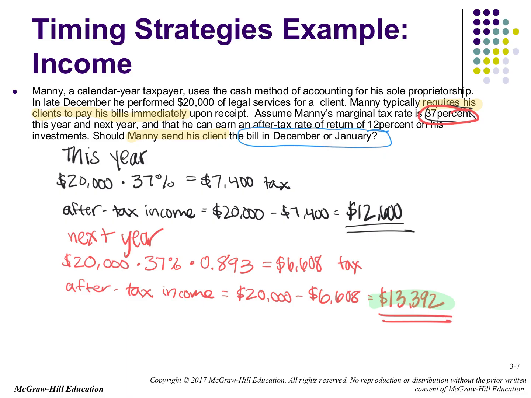Another way to look at it is, next year, our after-tax income is a little bit higher than what it would be if we send the bill this year. And of course, we always want to have higher after-tax net income. So for this question, we would send the bill in January.